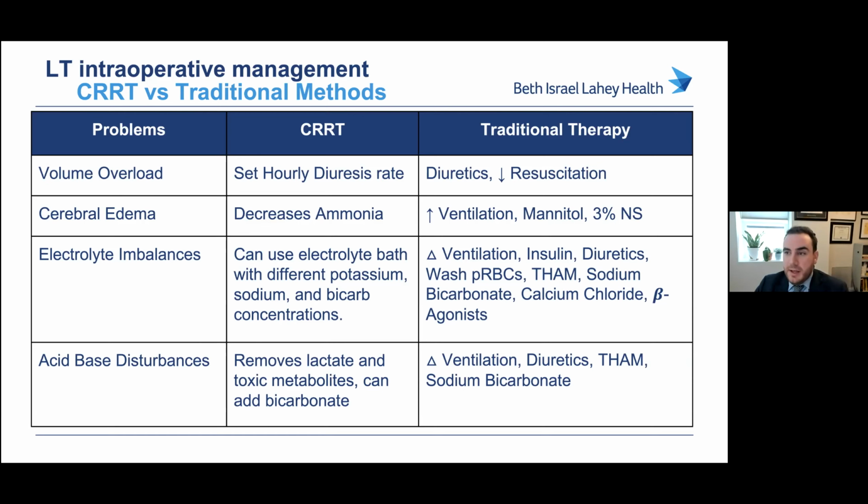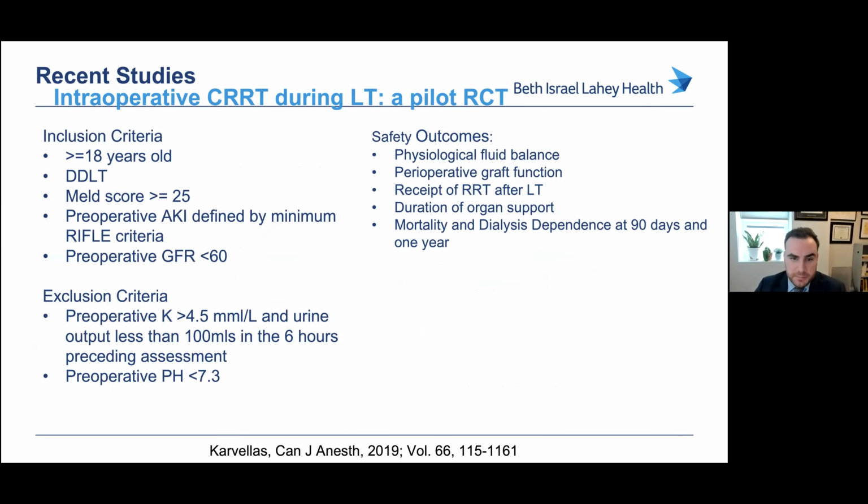For electrolyte imbalances and acid-base disturbances, there are many different ways of dealing with them, both with renal replacement therapy and with traditional therapy. I wanted to talk about the only randomized controlled trial, which just came out in 2019. It was from Canada, and it was the only one to ever come out that was a randomized controlled trial. It was very small. They planned on enrolling 60 patients, but were only able to enroll 32 patients after 3 years, when they thought they could enroll 60 patients in 2.